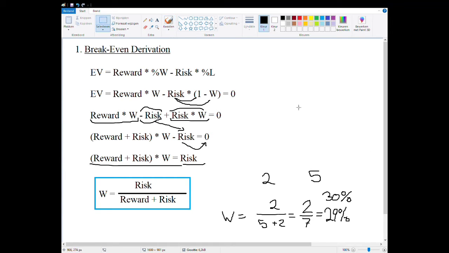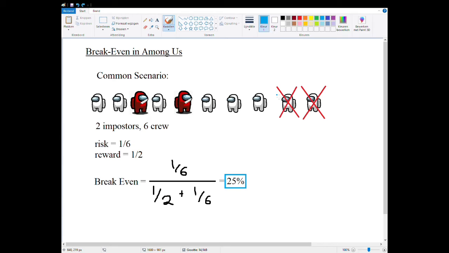Alright, so now we're going to take a look at break-even and the formula in the context of Among Us. So let's just look at a common scenario, which is that there are 2 imposters, 10 players. The round starts. 2 of them have been killed in the meantime. Somebody reports the body. So we are left with 2 imposters among the 8 survivors, which means 6 of them are crew, and again, 2 of them are imposters.